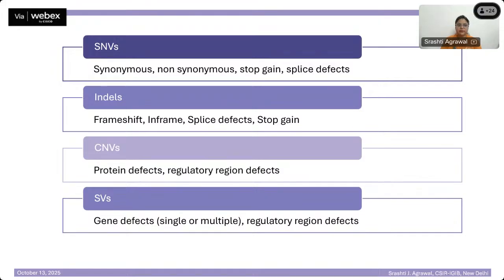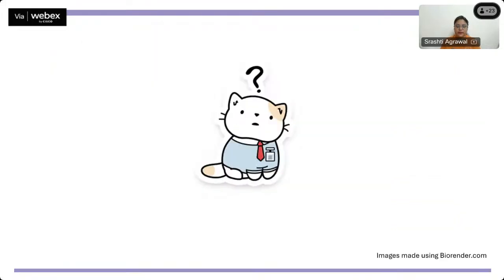So just to summarize, we have single nucleotide variations which can be synonymous, non-synonymous, stop gain, or splice defects. We have insertions and deletions, which can be frame shift, in frame, splice defects, or stop gain. We have copy number variations, which might lead to protein defects or regulatory region defects. And we have structural variations, which might lead to single or multiple gene defects or defects in regulatory regions. So I hope this has given you a fair idea of genetic variants, and I'm open to any questions.